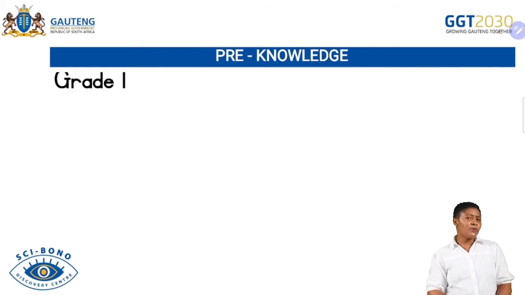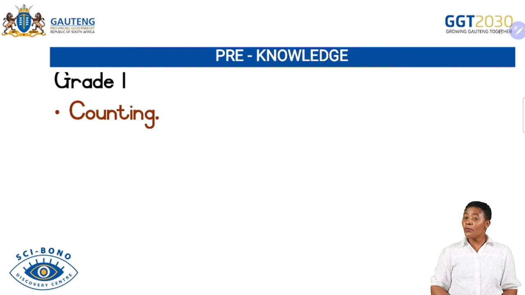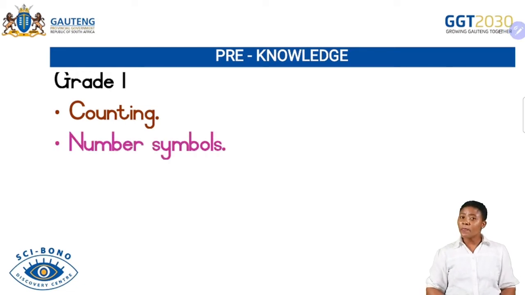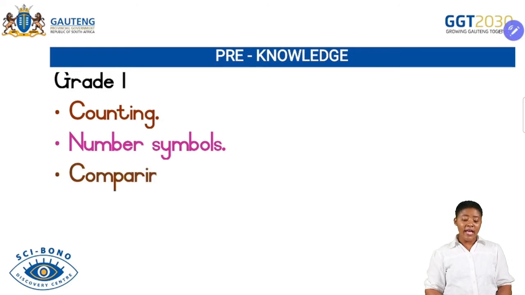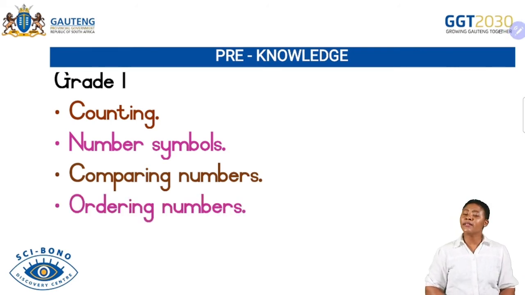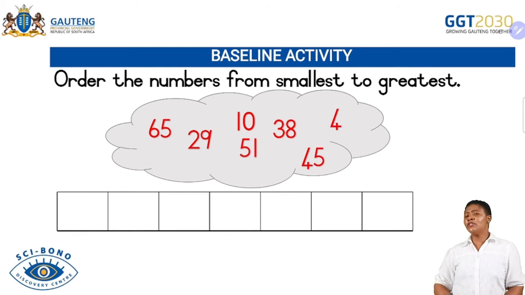All right, let's look at what you did when you were in grade 1. If you can still remember, what you learned in grade 1: you did counting, you learned about number symbols, you were comparing numbers, and you were ordering numbers. Can you still remember? Right, let's move on to our activity.